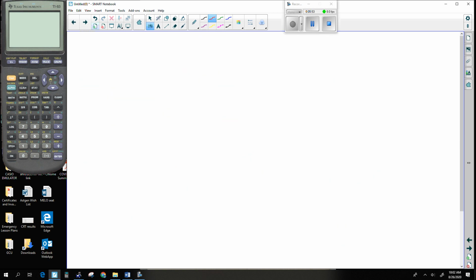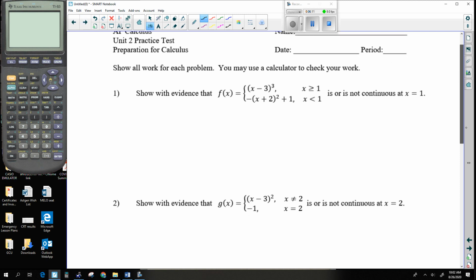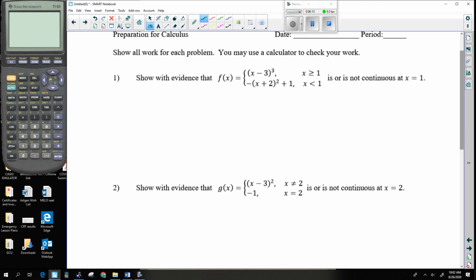Let's see if I can come up with a quick example. Let's say that I have an f of x that is, oh shoot, no, actually the first examples of the practice test cover this. So let's get right into it. Show with evidence that f of x is or is not continuous at x equals 1.